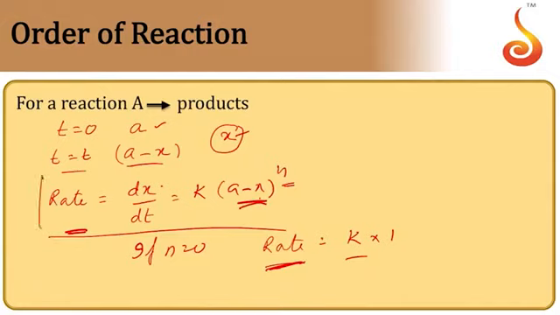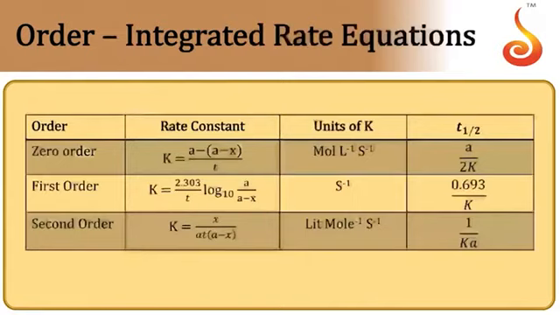So when you are integrating the differential form, we are going to get the integrated forms of the various equations. Those things can be derived and finally you are going to get a table of this form. So here we have integrated rate equations for different reaction orders. For a zero order reaction, K is equal to (A minus X) by T, or simply K is equal to X by T.